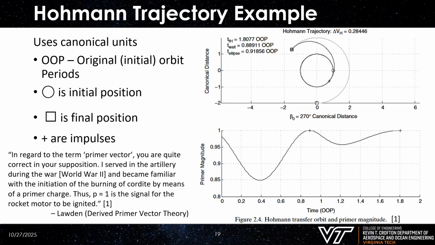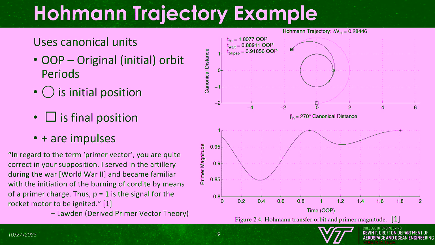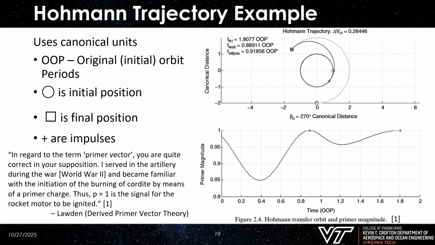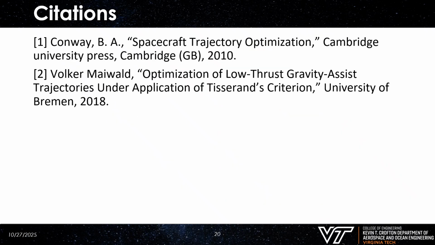So this is a really cool analytical way to make sure your spacecraft trajectories are optimized. For my final project, I'm actually planning on trying to apply primer vector theory to satellite relative motion. Here are my citations. Again, most of the work on here is from Bruce Conway's Spacecraft Trajectory Optimization, specifically chapters 1 and 2.